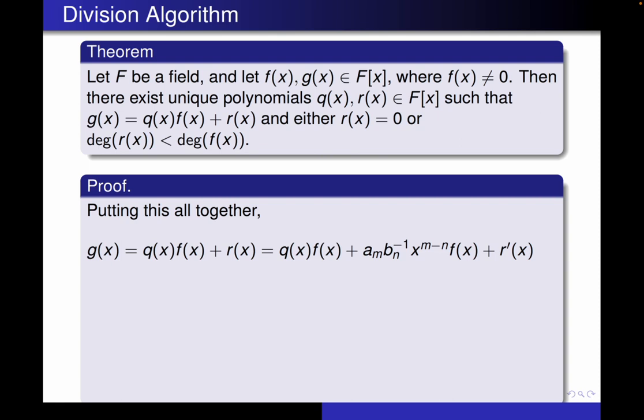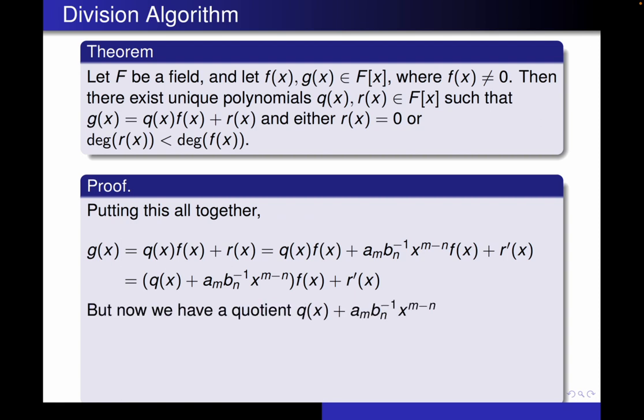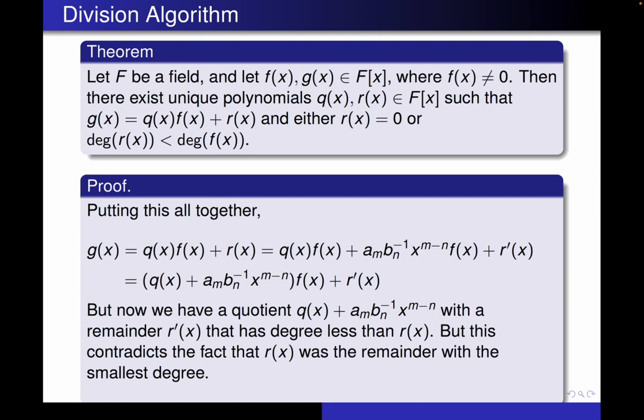Notice that those first two terms have a common factor of f of x. We're going to factor that out. So we get that polynomial, q of x plus all that other stuff, times f of x plus r prime of x. And now we've written g of x in another quotient-remainder pair. So we have quotient q of x plus a_m b_n inverse times x to the m minus n, and a remainder of r prime of x. And note that r prime of x has a degree that's less than r of x. But that contradicts the fact that r of x was the remainder with the smallest degree, which means we couldn't have had such a remainder. So that takes care of the existence part of our theorem. That means that r of x has degree less than the degree of f of x.